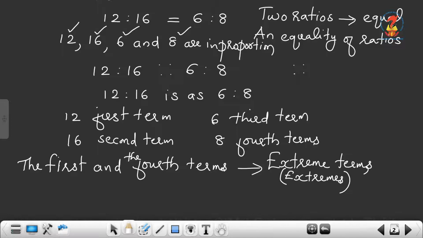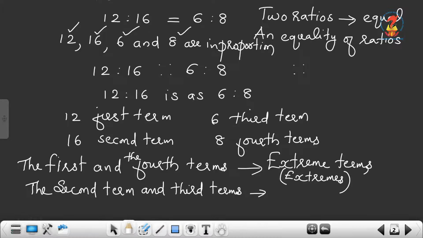Then again, the second term and the third term are known as the middle terms. The second and the third terms are known as the middle terms.